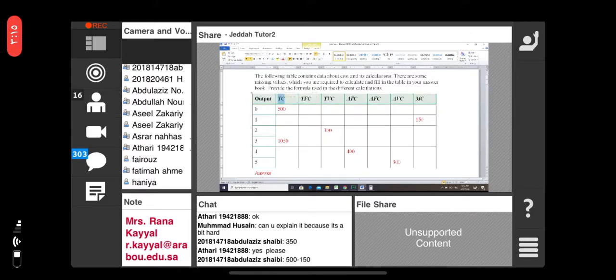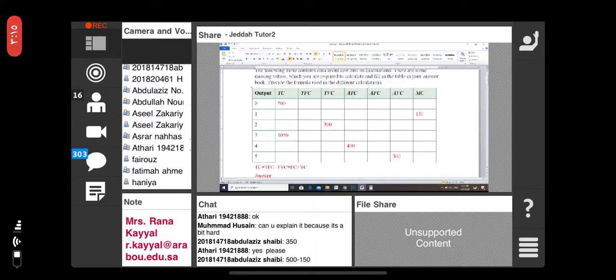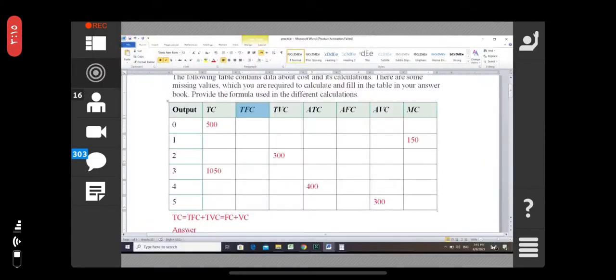We start with total cost. We get a formula. The total cost is equal to, I will just write it down, total fixed cost plus total variable cost. I think in your slide it's written like fixed cost plus variable cost. Whenever we produce, we have two types of cost: fixed cost and variable cost. In the short term, we have fixed cost. Fixed cost exists only in the short term. In the long term, everything would be variable.